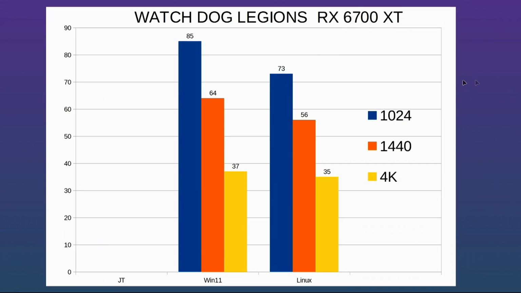So with the 6700 XT with Watch Dogs Legion, we don't have any results for Jarrod's Tech. I got 85 at 1080p, 64 at 2K, 37 at 4K. And then with Linux, I got 73 at 1080p, 56 at 2K, 35 at 4K. Again, fewer frames per second.